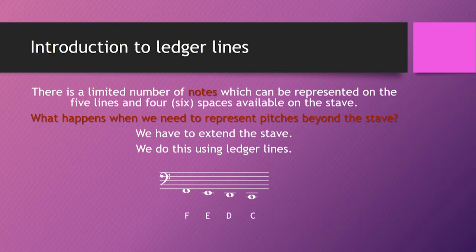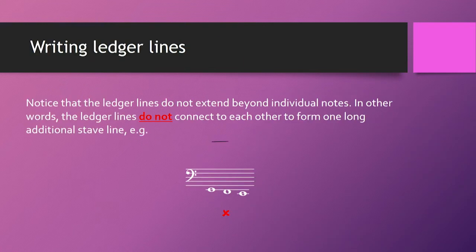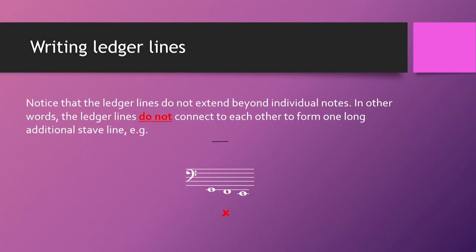But there are some important rules about using them. Notice, for example, that ledger lines do not extend beyond individual notes. So in other words, the ledger lines do not connect to each other to form one long additional stave line. Look at the example on the slide. You'll see that the 3 notes, the line extends all the way across all 3 notes. That's not what we want. The ledger lines are only for one individual note.